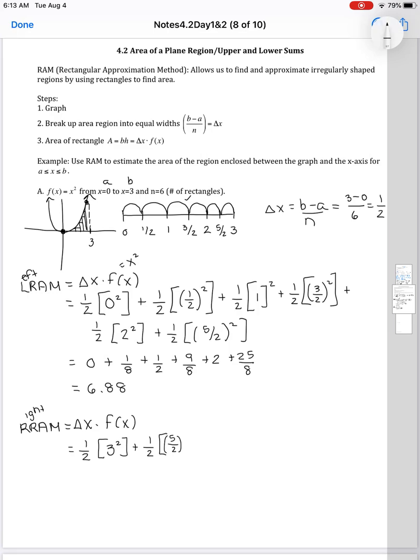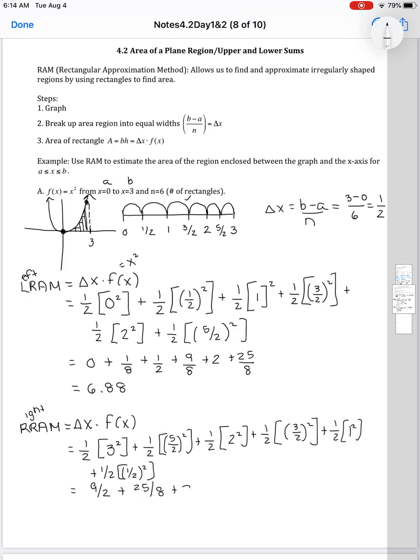So now what we're going to do is start at the rightmost side. So it's 1/2 3 squared plus 1/2 5/2 squared plus 1/2 2 squared plus 1/2 3/2 squared plus 1/2 1 squared. Let me see, 1, 2, 3, 4, 5. I need one more. Plus 1/2 1/2 squared. Okay, and the nice thing is we've already calculated most of these.